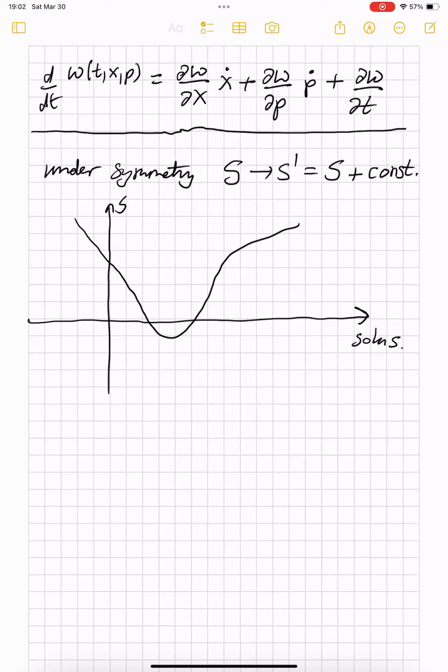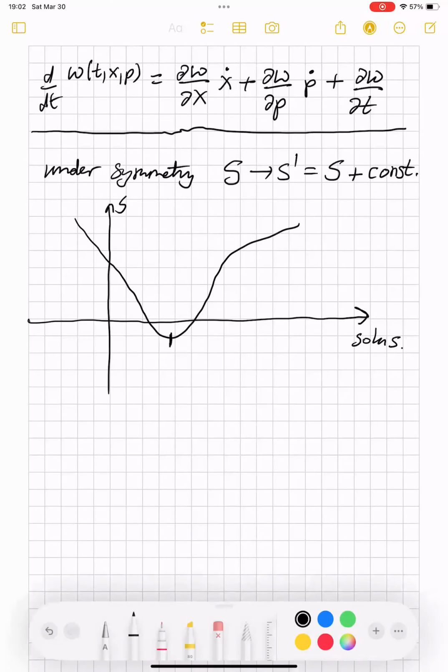Now, the thing that's important is not the value of the function, but where the action is minimized, because that tells me which is the solution to the classical equations of motion. You know, the classical solution minimizes the action. Now, if I was to add a constant to S, well, then this whole curve gets shifted down or up. So each point is just shifted by a constant, but in particular, the minimum of the action is not changed. So whatever minimized the black action will also minimize the blue action.